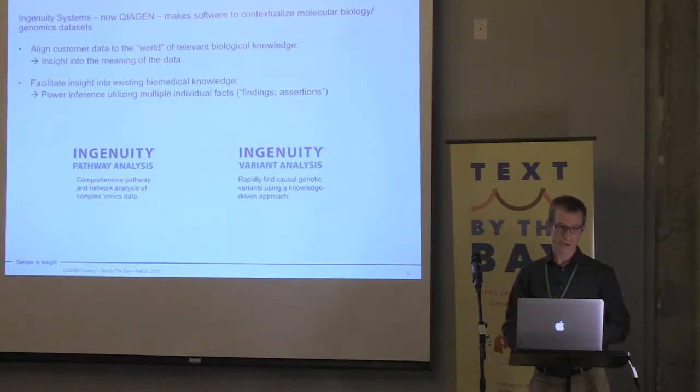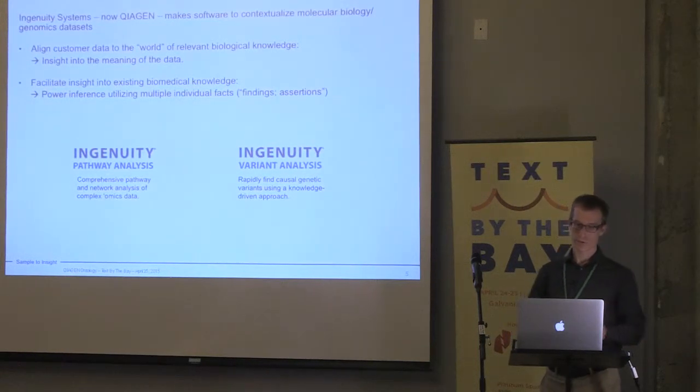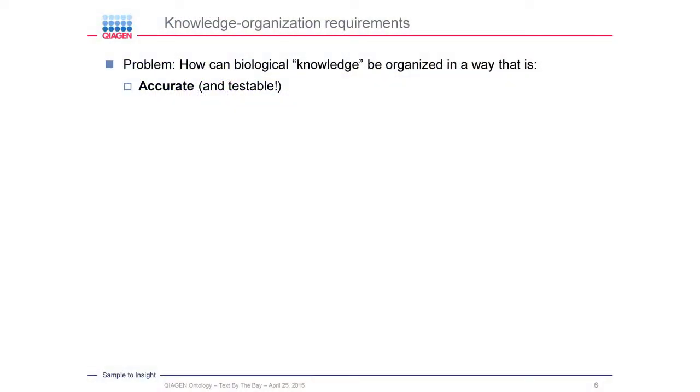So in order to serve as the underpinning for this kind of software, we have a number of requirements. One is the knowledge has to be organized in a way that's accurate. It has to be highly accurate. We have a very low tolerance for outright mistakes. And we need to be able to confirm, obviously, that accuracy. So we need to have a framework that's highly testable. Things need to be normalized. That will not be surprising to people here.